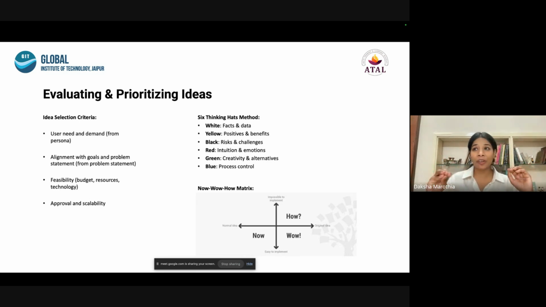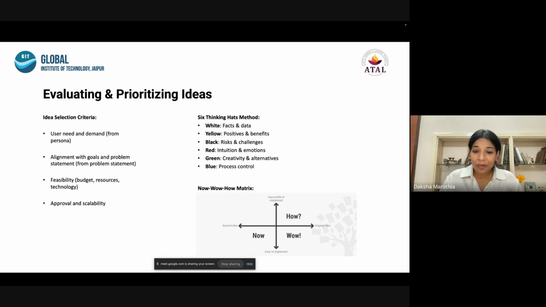So you only think about facts and data, you only talk about the numbers, the statistics, what the actual data is saying, what the facts are around this particular problem, and how this can be a solution for that in a plain facts, data format. Then there could be two people who wear the yellow hat, who understand the positives, the benefits of this particular solution. If we get this into fruition, how can this benefit the masses, how can this benefit our users.